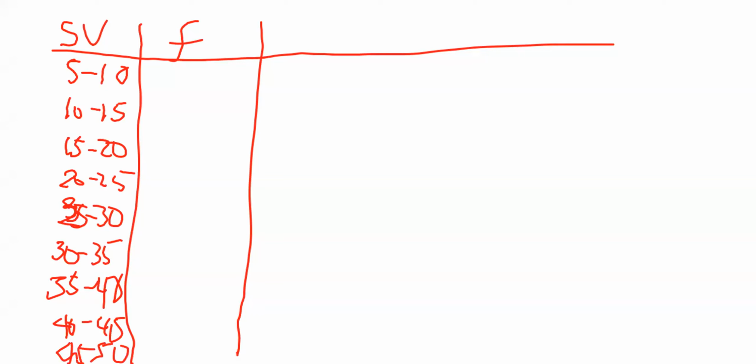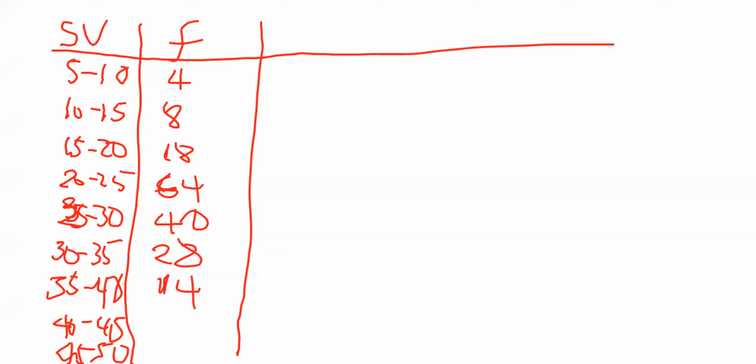Good. Now, our frequency, can you remember the values? 5 to 10. Call the numbers from the first one. 5 to 10, what is it? 4. Number 1 is 4. 8. 18. 64. 40. 28. 14. 7. And 3. Good.